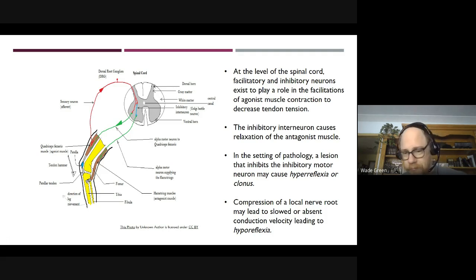Now, here's the deal. Ultimately, if that inhibitory neuron is working optimally and it is normal, with no lesion there, we're going to see a nice deep tendon reflex, with a nice, complete pendulum and a relatively relaxed hamstring relative to the quad.